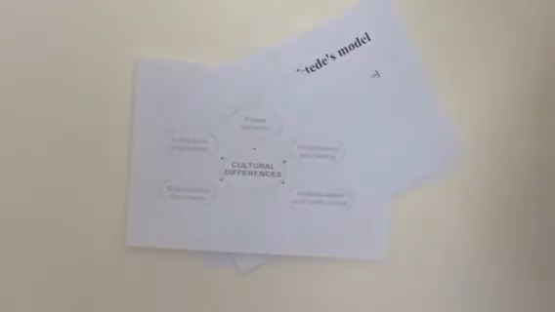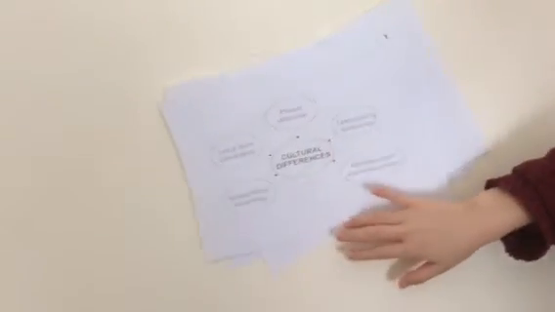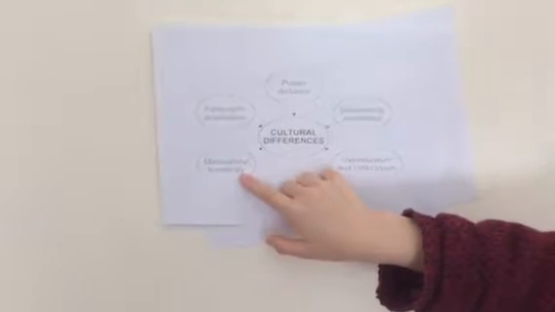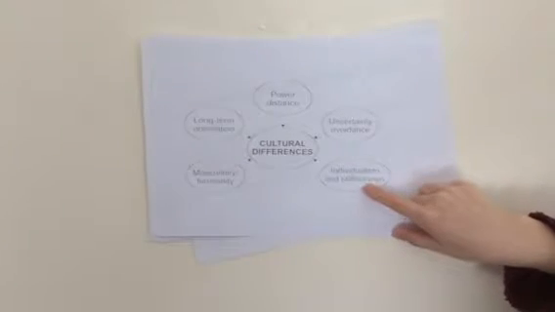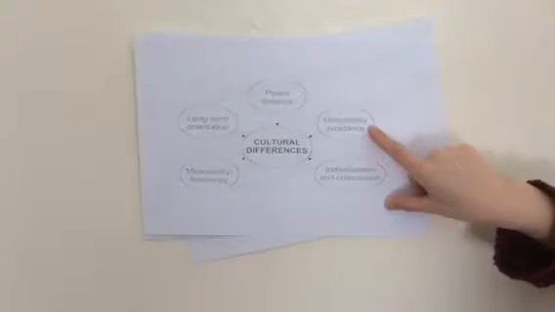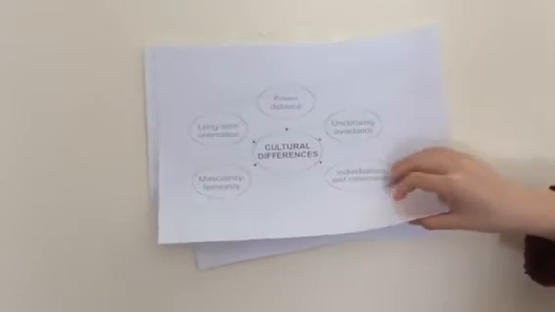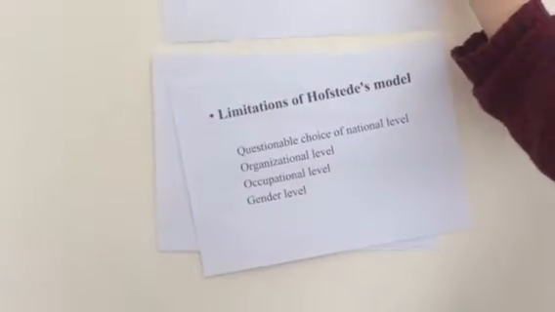This is the picture of those five dimensions: power distance, long-term orientation, masculinity versus femininity, individualism versus collectivism, and the last one, uncertainty avoidance. Those five dimensions are cultural differences.